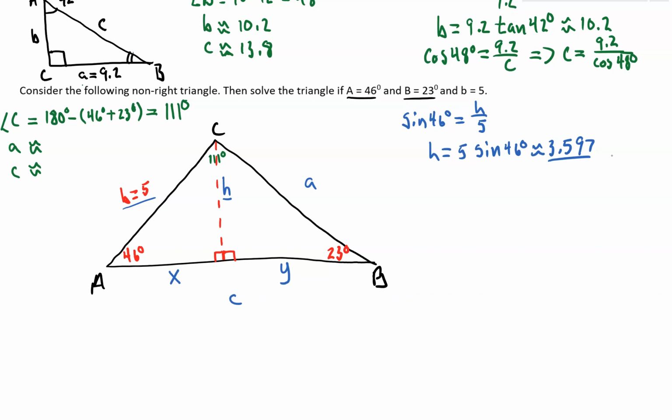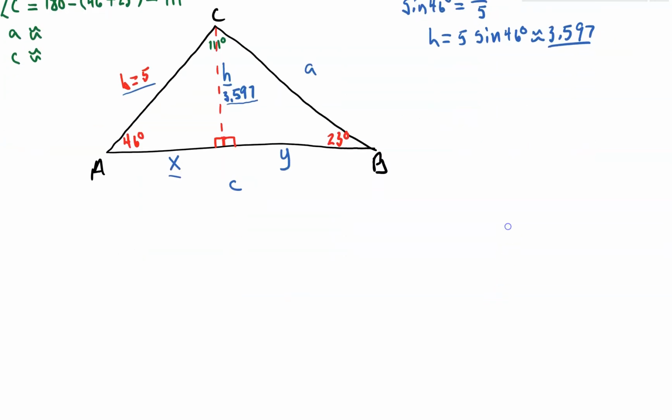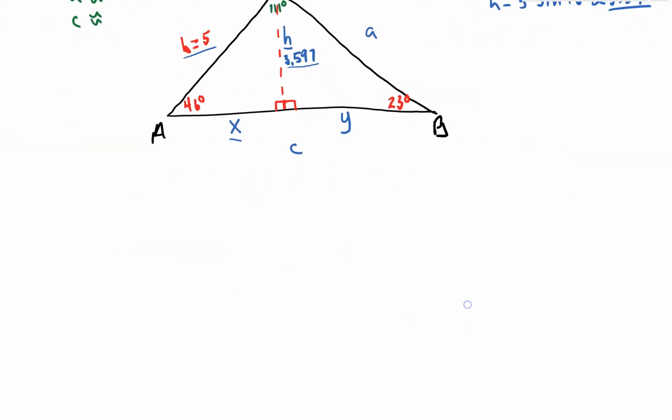Now, once I have my h, what is it I need to find? Well, if I know then that this is 3.597, I should be able to find x. No big deal. And if I know that I'm using this number in the other triangle on the right-hand side, well, then I should be able to find a and y. Those should be all the things that I should be able to find. So let's go down here and we're going to work on that.